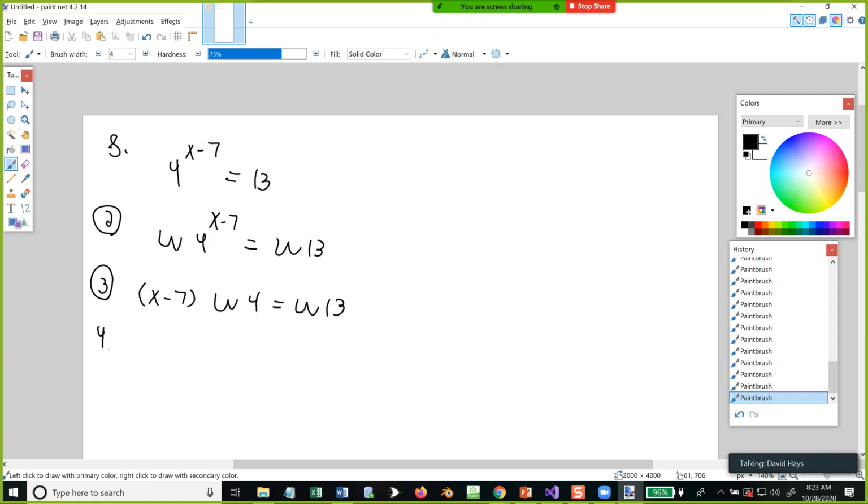Now, to solve, this is a linear equation. Looks kind of bizarre, but we have a parentheses here, and we have a number beside the parentheses. We know the distributive property is what we need to use. So I'm going to take natural log of 4 times x, which gives us x natural log of 4. Natural log of 4 times negative 7, which gives us negative 7 natural log of 4.